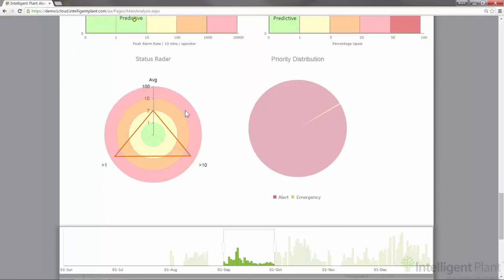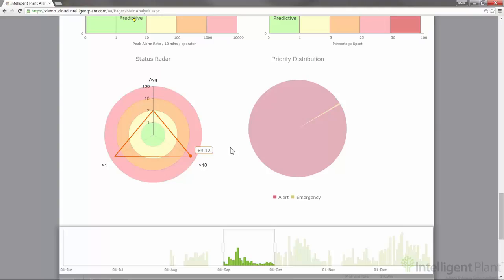Next, we have an overview radar chart, again introduced in IMUA 191 Rev 3. This plots average alarm rate against percentage time above 1 alarm per 10 minutes, which is the steady state, against percentage time above 10 alarms per 10 minutes, which is the upset state. The thresholds for the colour changes are the same as in the charts above. So, fairly obviously, we want our triangle to be as close to the central green area as possible.